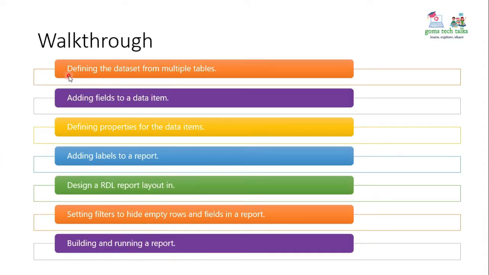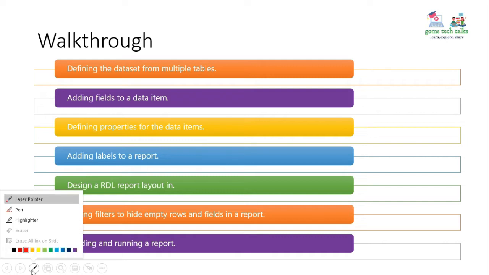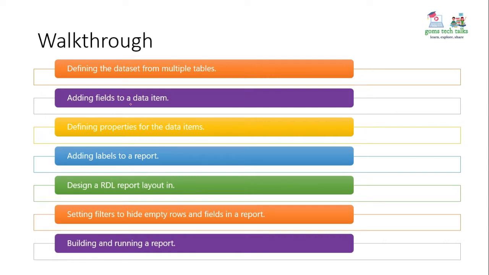You will learn how to define the data set from multiple tables, and how to add fields to a data item. Here we will call a data item a table. You will learn how to get multiple tables, how to define the properties for the table, how to add labels to the report, and how to design the RDL report effectively. You can set the filters, build the running report, and also learn how to aggregate some values and show them in the report.